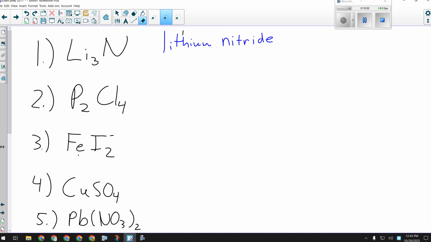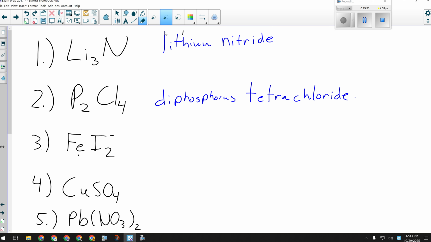Number 2, ionic or molecular? Molecular. Those are both nonmetals. So in molecular compounds, I also need to use prefixes. Is this correct, or should I have reduced this? Right, I don't reduce this because it's molecular. I never reduce molecular. So this is going to be diphosphorus tetrachloride. Questions on that one?